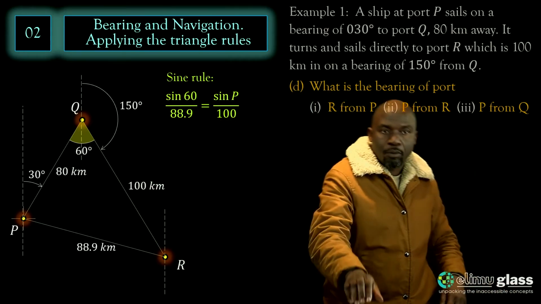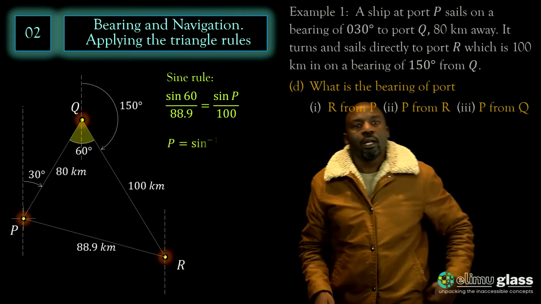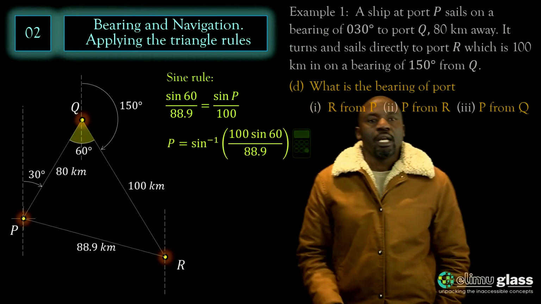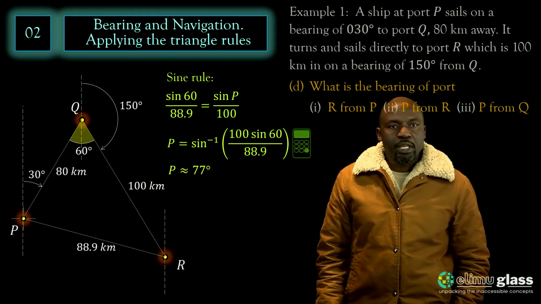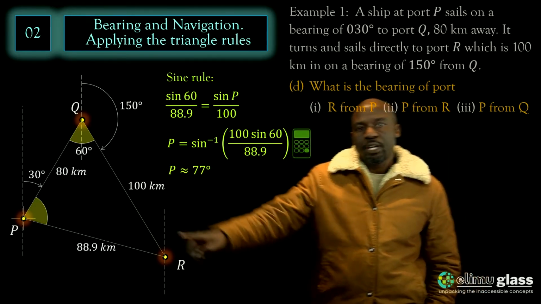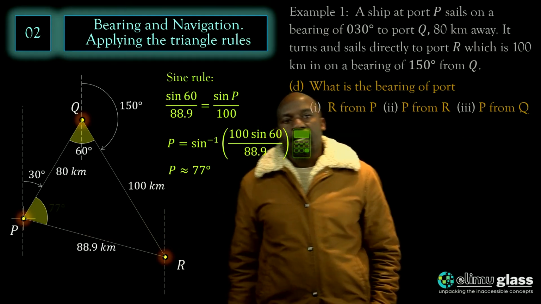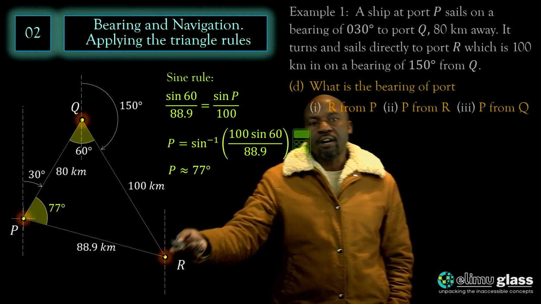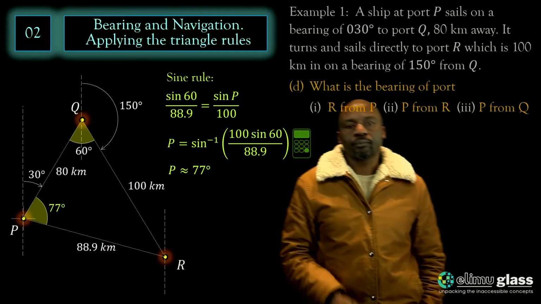All right, so what do we get? Make P the subject, we get sine inverse of that, which gives us a value of P of 77 degrees. So we know that that angle there is 77 degrees. With that knowledge, we can now find this other angle as well.